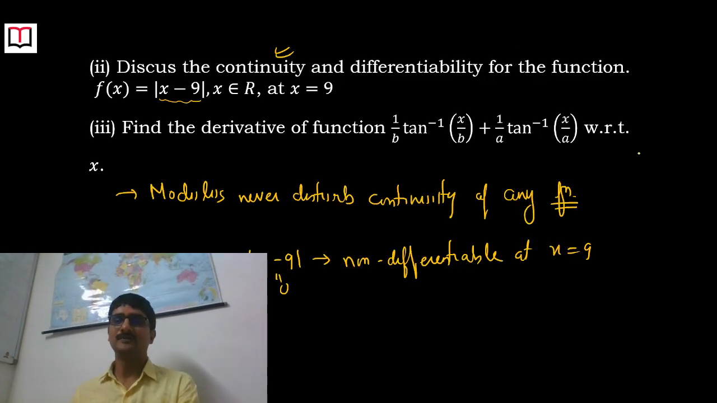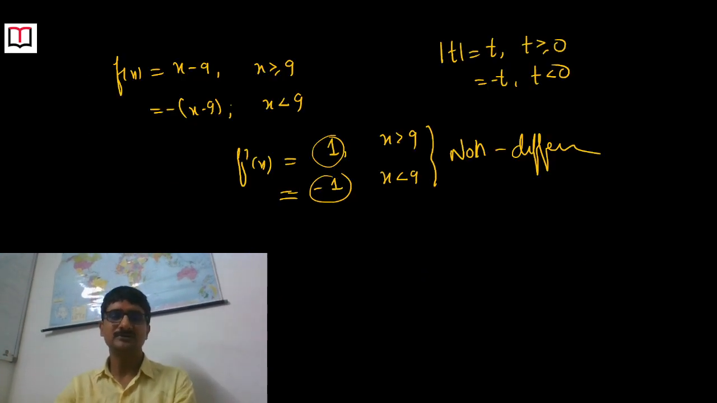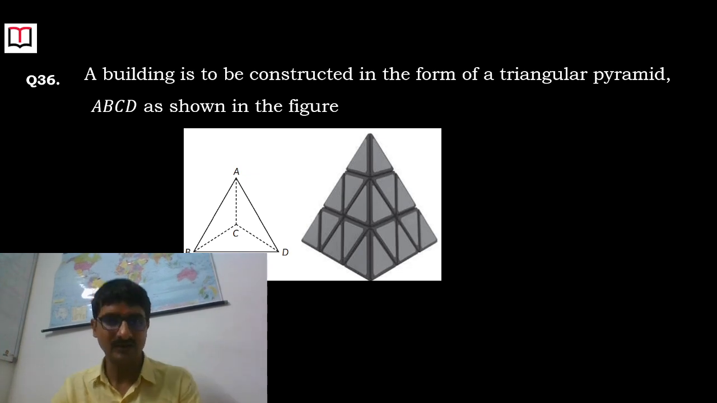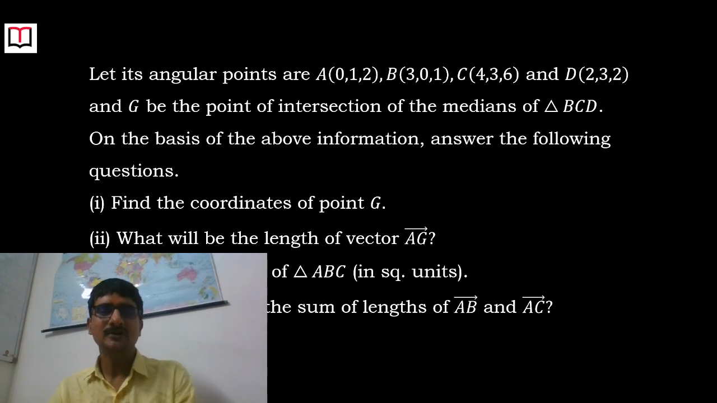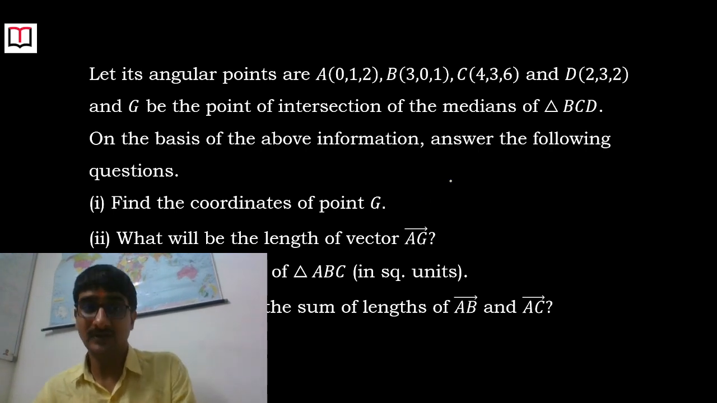Similarly, find the derivative of the function. I think this we can do easily. So that's it. Building to become the form of triangular pyramid as shown in the figure. Angular points are 0, 3. G is the point of intersection of the medians of triangle BCD. So see, median of triangle BCD.